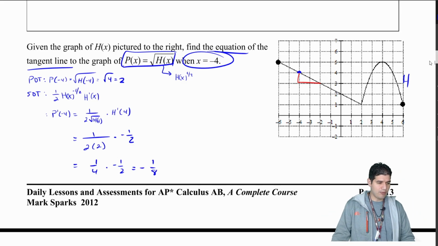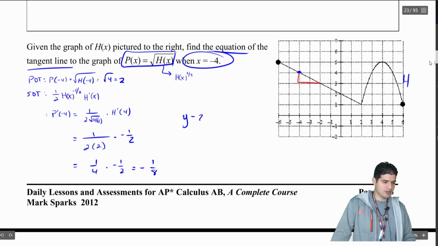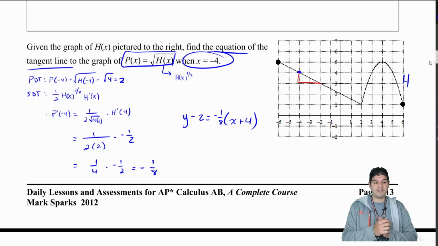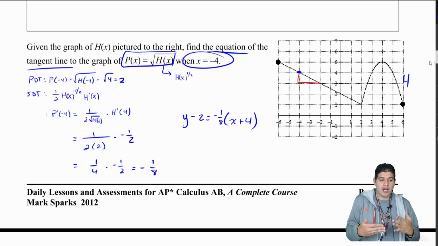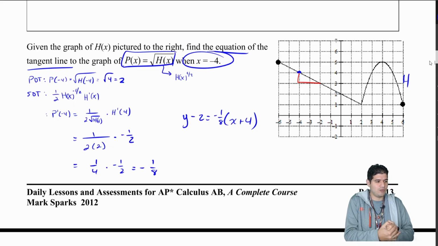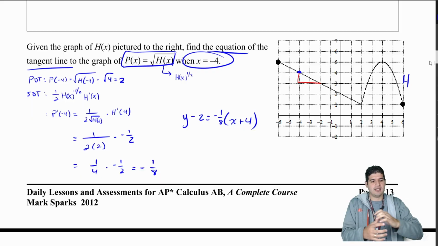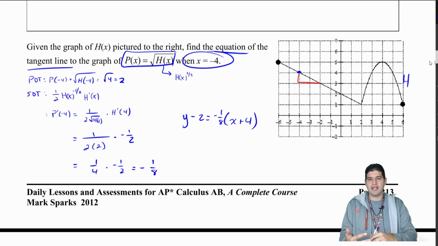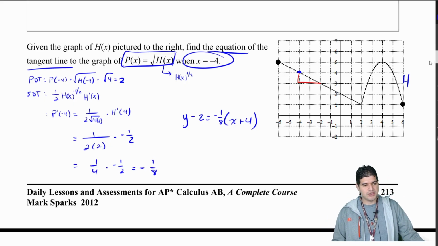So now I just need to write out my equation. So y minus 2, because I found my point of tangency, equals the slope of -1/8 times x minus -4, or x plus 4. And that is going to be the equation of the tangent line for p of x, right? We have no idea what p of x looks like without taking all this information and putting it together. But we can connect these dots because we're able to work with the chain rule in this situation.